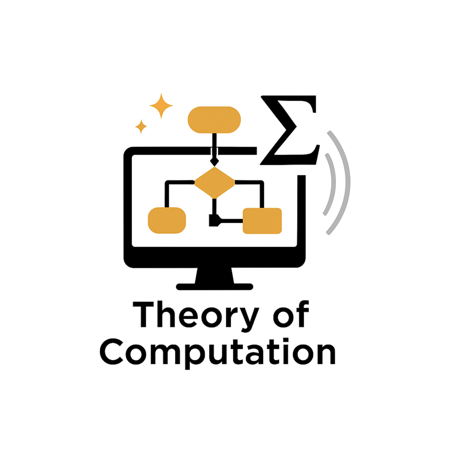P versus NP question. This is the million-dollar question. Does P equal NP? In other words, if a solution to a problem can be verified quickly, can the solution always be found quickly? Most computer scientists believe P does not equal NP, but no one has been able to prove it.